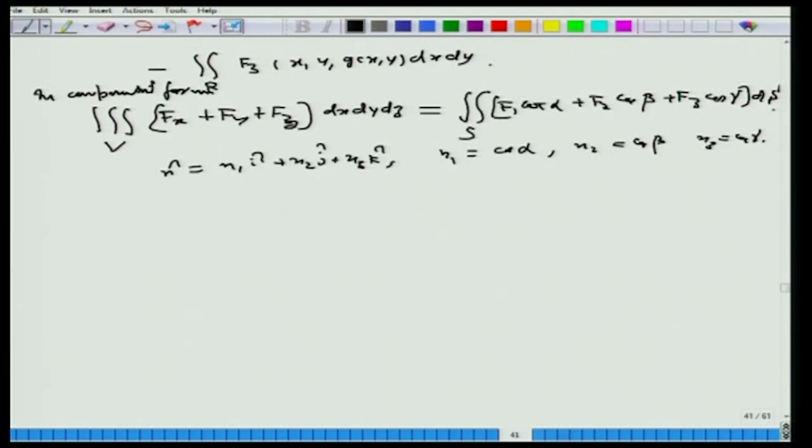So, we have this. Now, if we choose as before, f with components f1, f2, f3. Let me write it neatly. This is f1x plus f2y plus f3z. That is the divergence of f here, and so we get this from the divergence theorem.